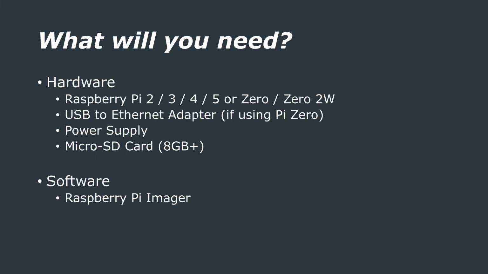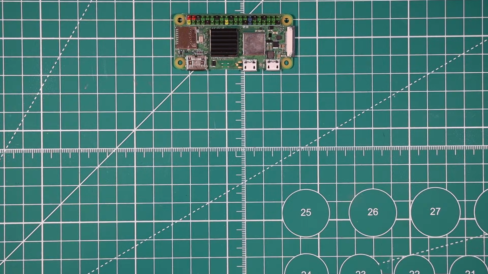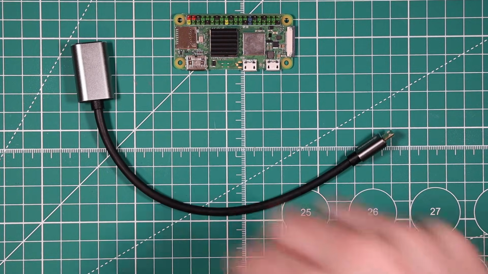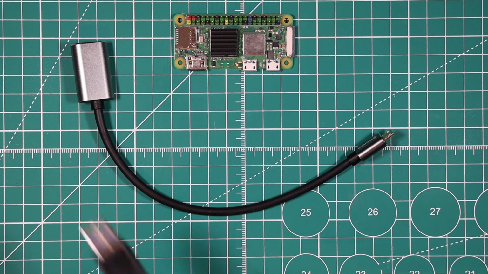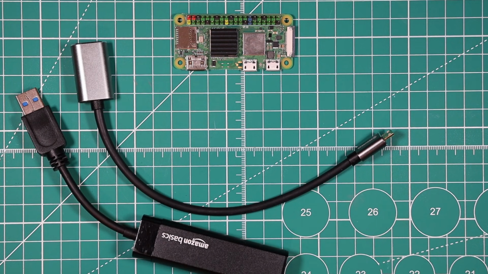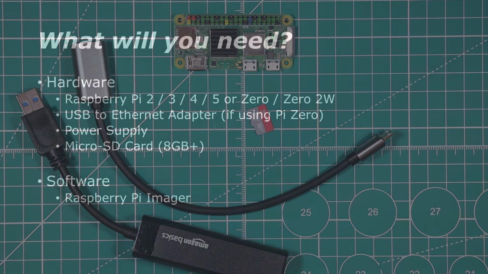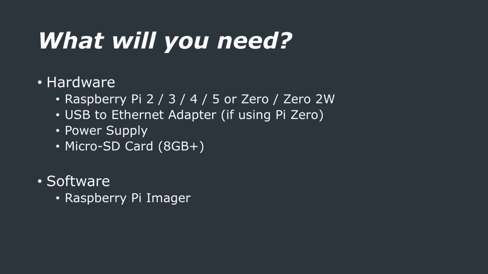If you're using a Pi 0 or 02W, make sure that you use a USB Ethernet adapter, as a spotty Wi-Fi connection knocking out your DNS server is a recipe for headaches. Also, it is worth using a decent power supply. I'll put a link down in the description for these. You will need a micro SD card, at least 8GB in size.